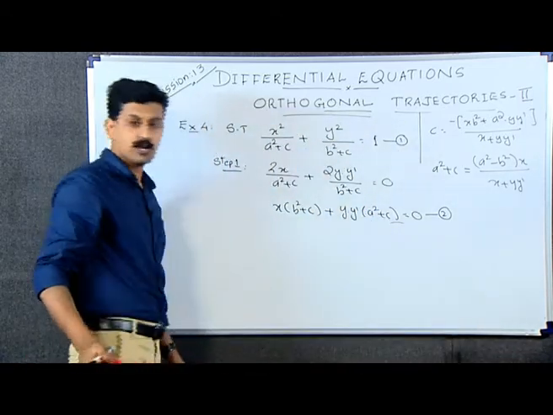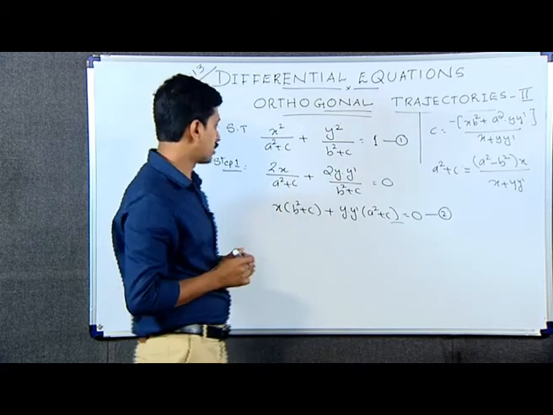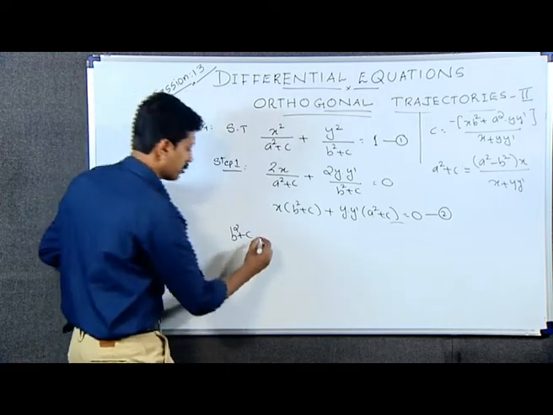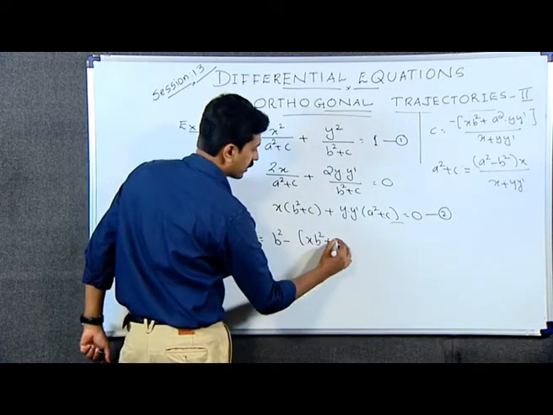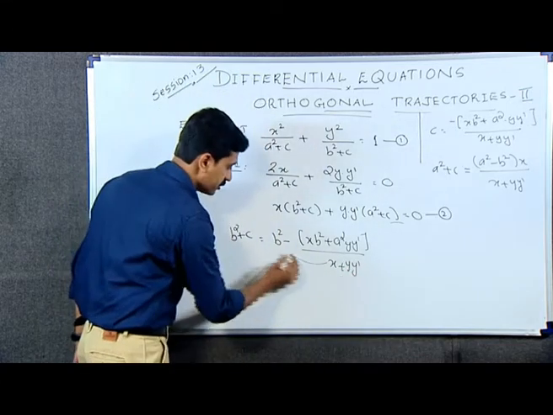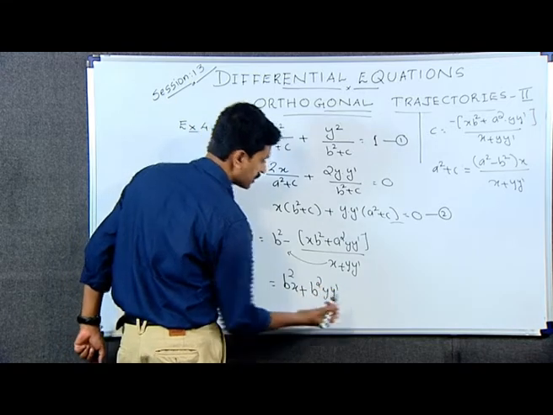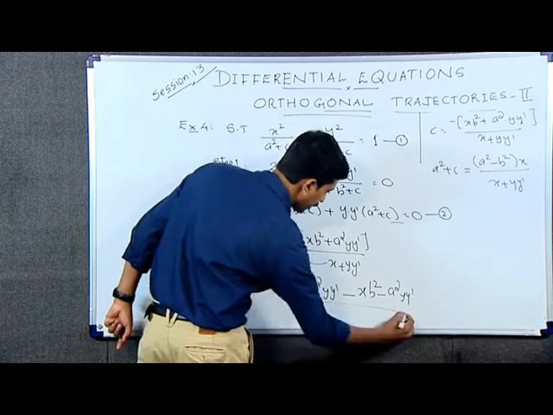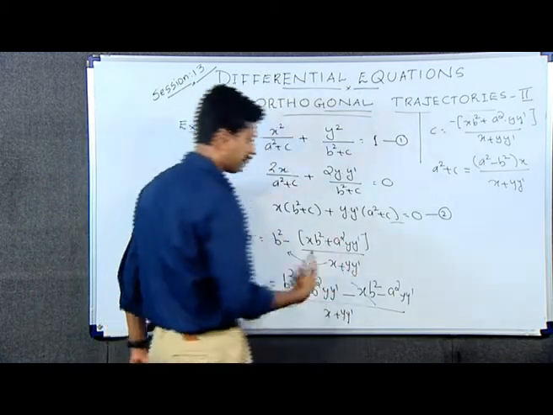Why am I finding a square plus c and b square plus c? I would like to find a new formula for this equation 1. So, b square plus c is equal to b square plus c, where we know that c is minus of x b square plus a square y y dash divided by x plus y y dash. Taking this here, we will have b square x plus b square y y dash minus x b square minus a square y y dash divided by x plus y y dash. See, here we have plus b square x, and here we have minus b square x.